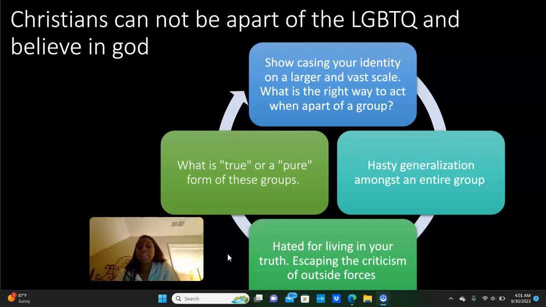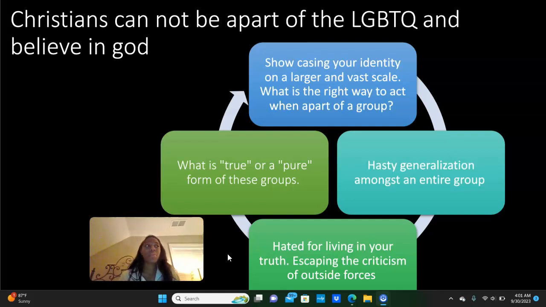What is the right way to act when a part of a group? Can you be Christian and still be gay, or can you be gay and still believe in God? This is just hasty generalization amongst the entire group. Hated for living in your truth, escaping the criticism of outside forces, and then what are the true or pure forms of these groups? What is a true Christian? What is a true member of the LGBTQ community?